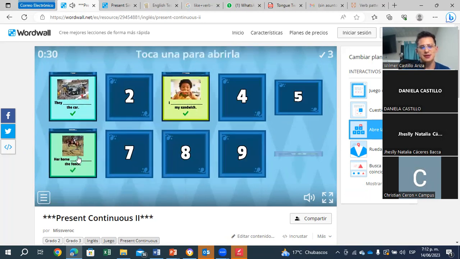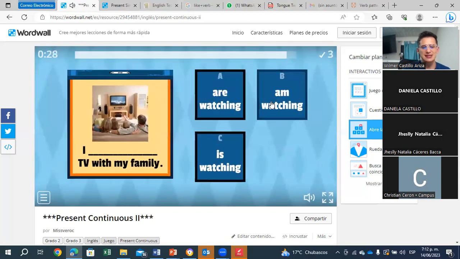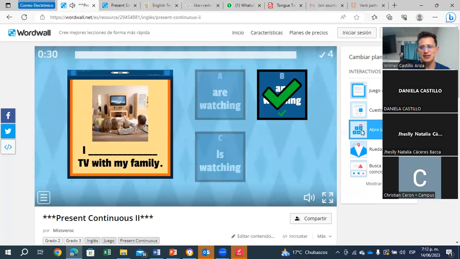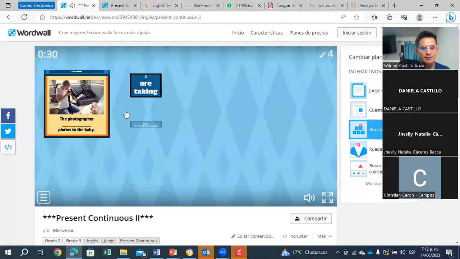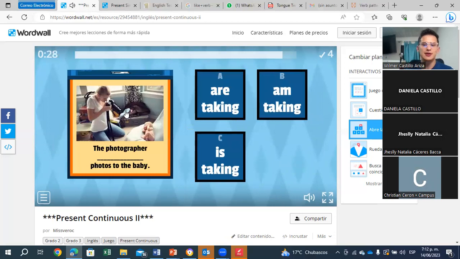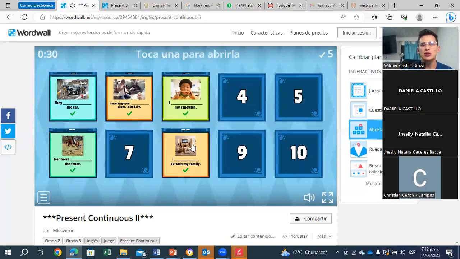So this fence is la cerca, yeah. In this case, the photographer is taking a photo of the baby. Remember to try to do a little emphasis on the T. So taking, in this case, photos. So in this case, I recommend you this one.